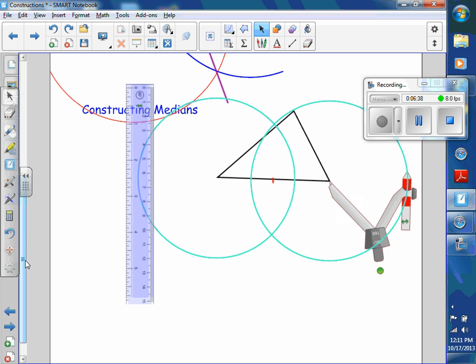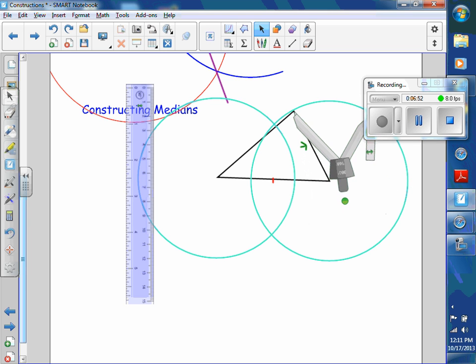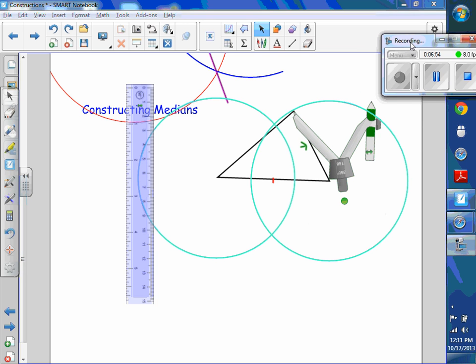So now, to do the midpoint of this side here, I'm going to need to make 2 circles, and I've already got 1 circle. There's going to be 4 circles surrounding it. No, there's only going to be 3. So I'm going to put my compass on the vertex I haven't used yet. And I'm going to go back to that lighter color.